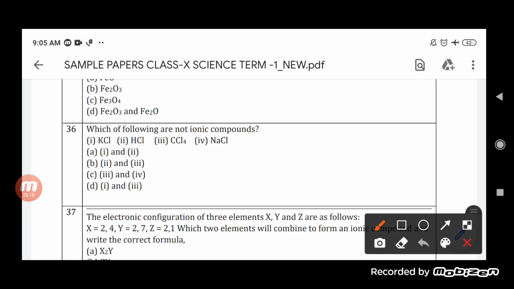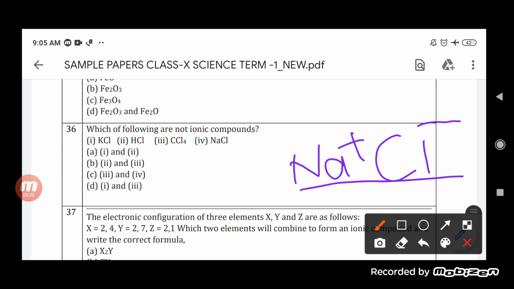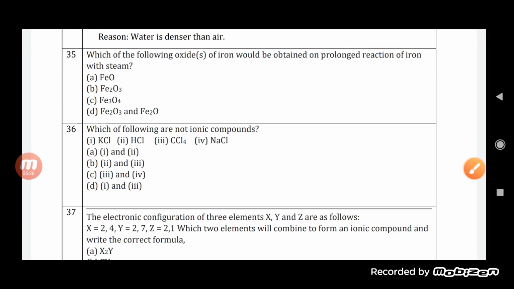NaCl. Yes, NaCl is an ionic compound in which Na positive and Cl negative combine together to form sodium chloride. So which one of the following is not an ionic compound? It is the second and third that will be the correct option, where HCl and CCl4 are not ionic compounds. Okay.